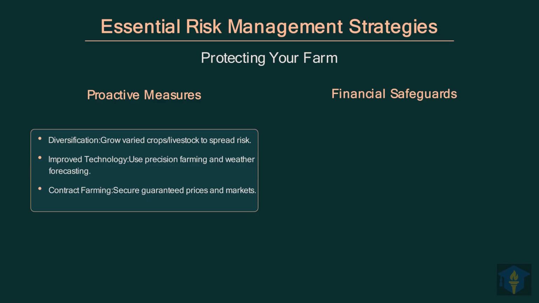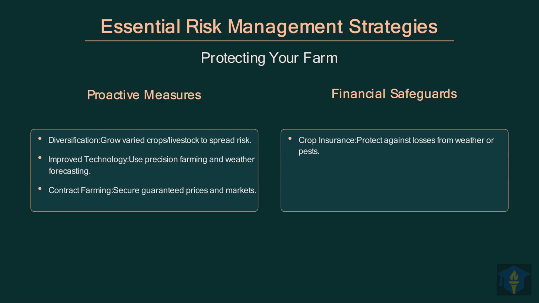Next, let's discuss financial safeguards for your operation. Crop insurance protects against losses from weather events or pests. Hedging involves using futures contracts to lock in favorable prices. Emergency funds mean setting aside savings for unexpected losses.